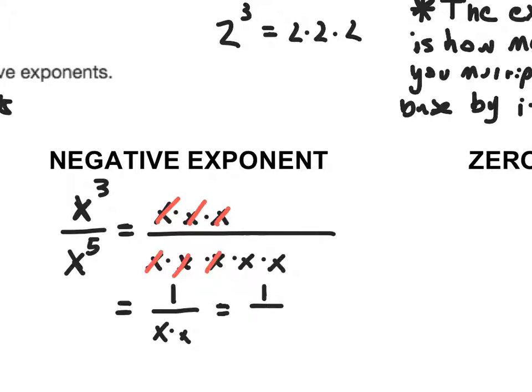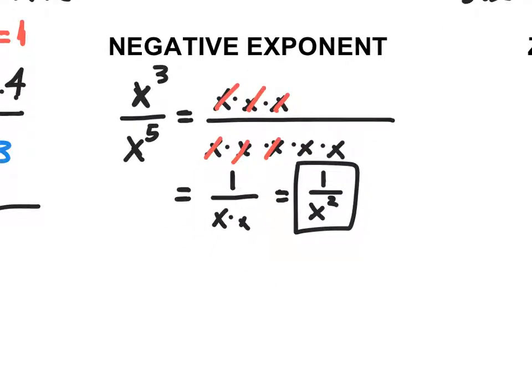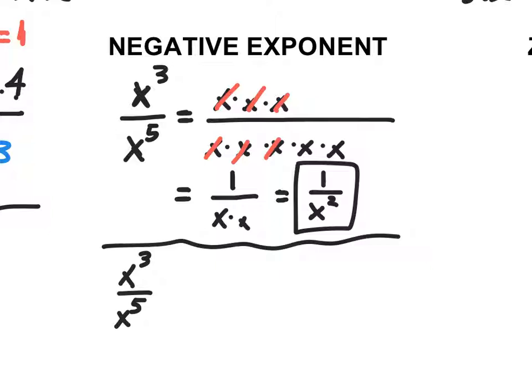Let me write that so it's a little bit neater. So 1 over x squared, and that's my answer. Now let's do this same problem using our rule for exponents. Let me write x to the third divided by x to the fifth. I would take 3 minus 5, so I've got x to the 3 minus 5 power, and that's going to give me x to the negative 2.